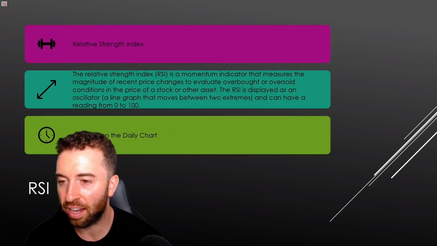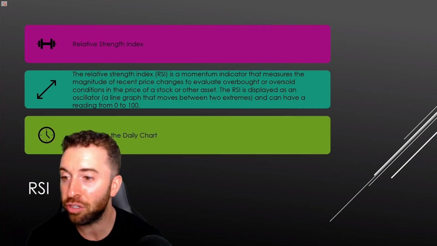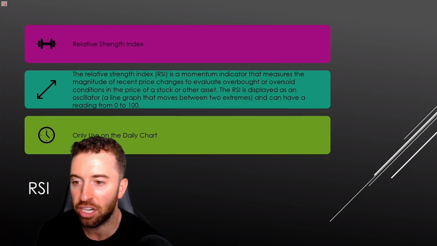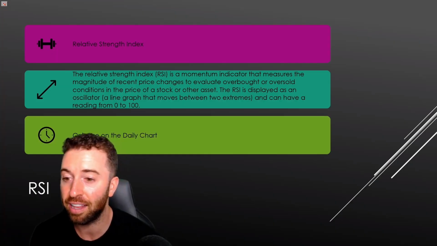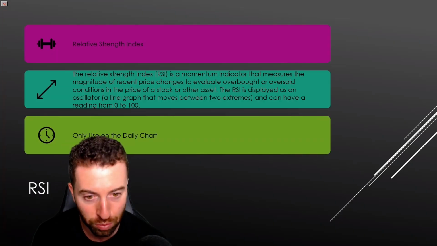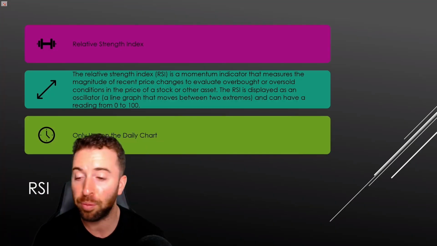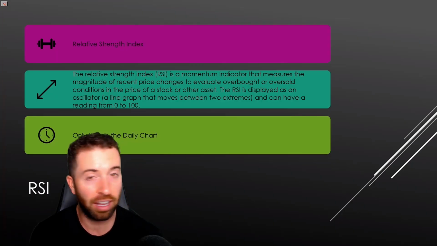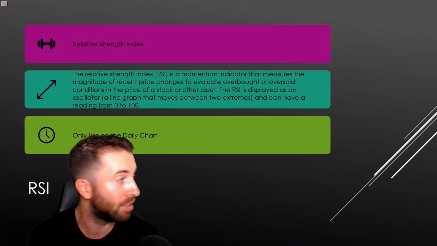Relative strength index. The relative strength index, RSI, is a momentum indicator that measures the magnitude of recent price changes to evaluate overbought and oversold conditions in the price of a stock or other assets. The RSI is displayed as an oscillator, a line graph that moves between two extremes and can have a reading from 0 to 100. This is something that I personally only use on the daily chart because depending on what time frame you're in, you're going to get a ton of different answers, and I would rather use what everyone else is using, which is the most popular.